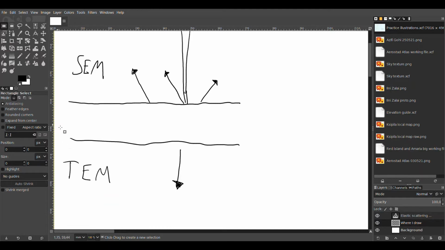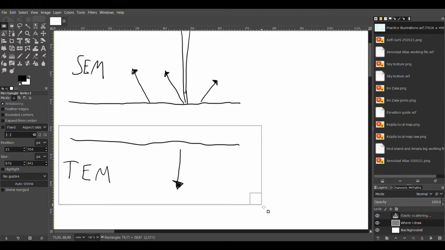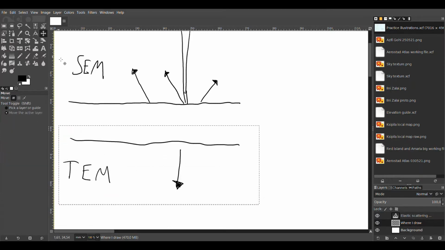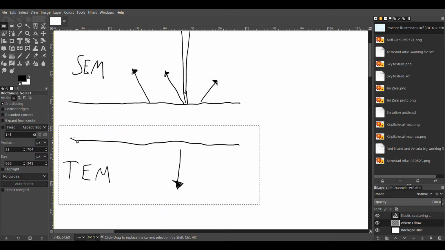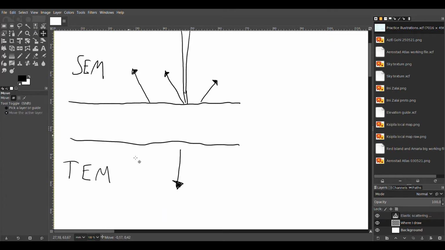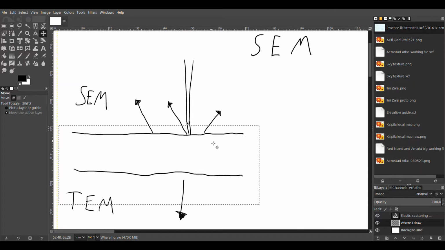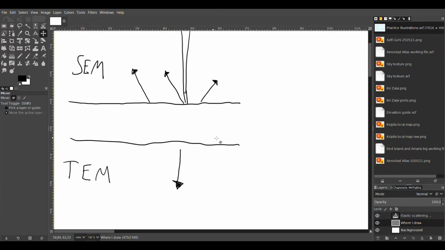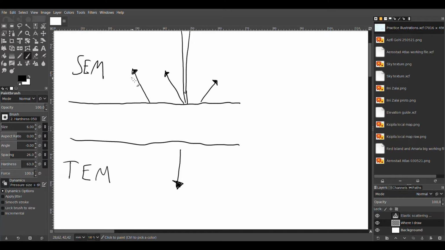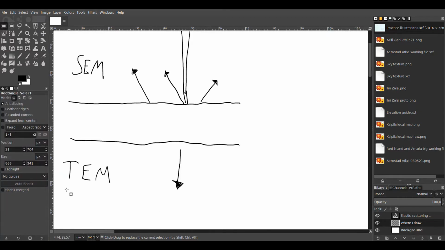Can I be allowed to move this? No. Yes. No. Okay. I love you too. So, select all. That's a useful function. So yeah.